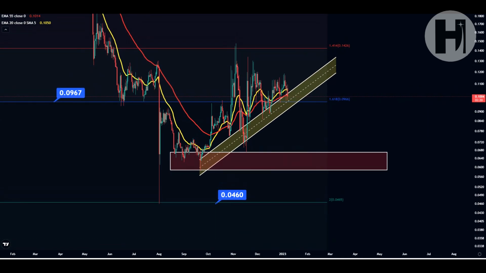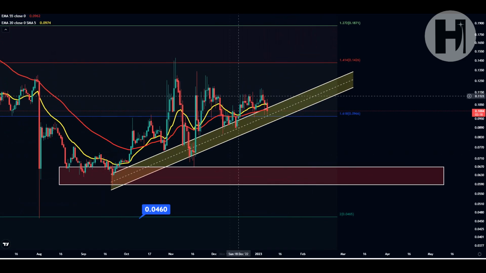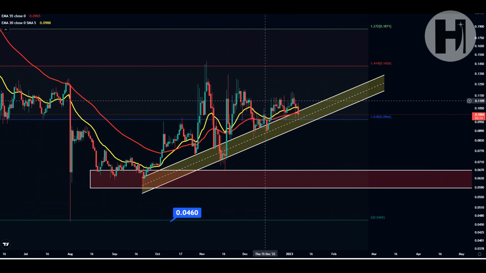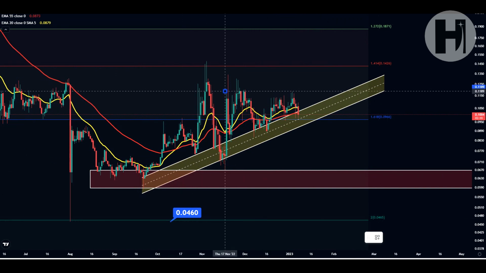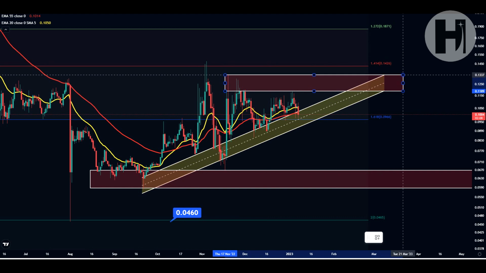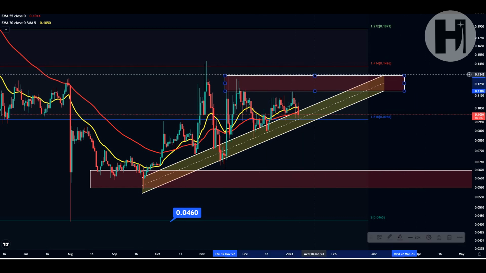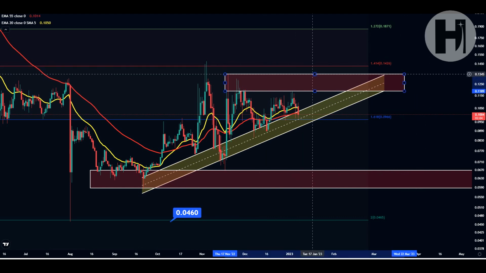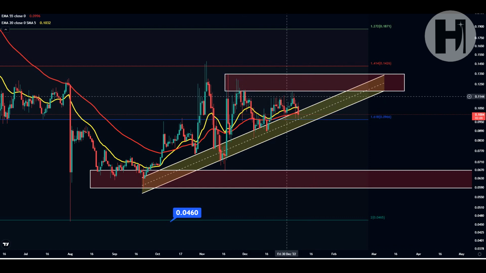But as you can see, a lot of selling pressure above us since we're getting a lot of these large wicks to the upside. So people are selling in this area. The selling pressure is way too strong for now. So what we can do is we can add this resistance block based off of the wicks and the body candles that we printed here at the start of December.